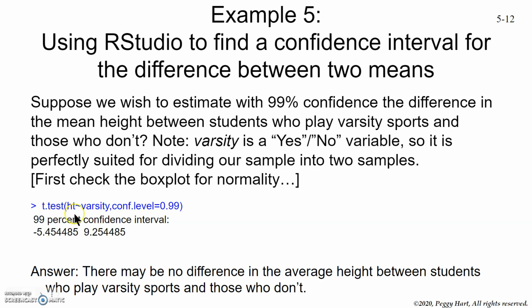So I did t-test height tilde varsity, that's a categorical variable, just yes and no, and then conf level equals 0.99. And when I get the whole thing to pop up, the only part we needed was this, negative 5.45 to 9.25. So actually, there may be no difference in the average height between students who play varsity sports and those who don't. Maybe that's surprising to you. I don't know if it is or not.